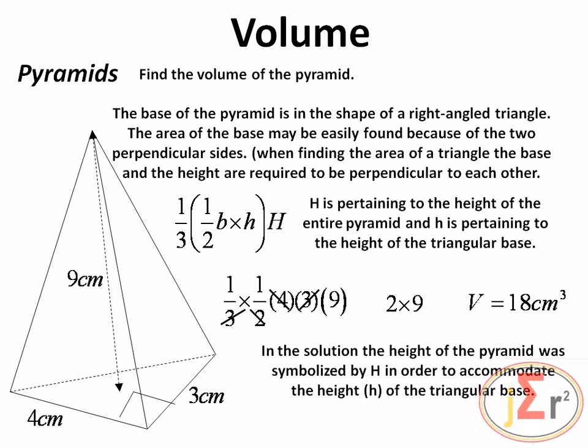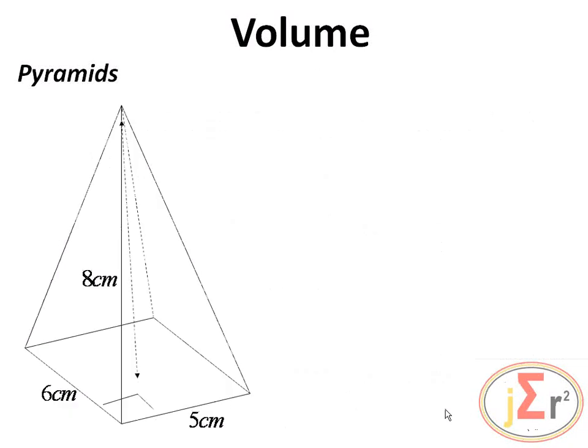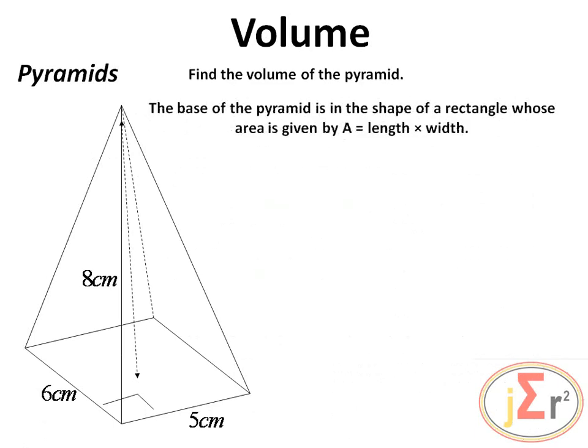In the solution, the height of the pyramid was symbolized by the uppercase H in order to accommodate the height, which is the lowercase h, of the triangular base of the pyramid. Continuing, the volume is what? The base of the pyramid is in the shape of a rectangle whose area is given by, what is the area of a rectangle? Length multiplied by width. 1/3 the area of the base times the height.